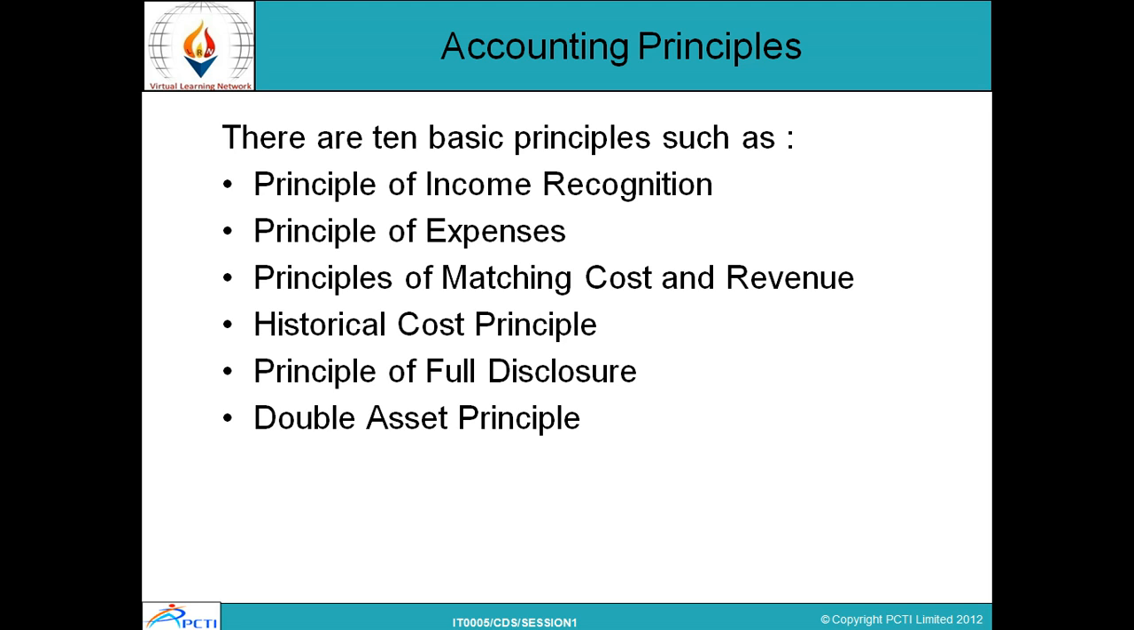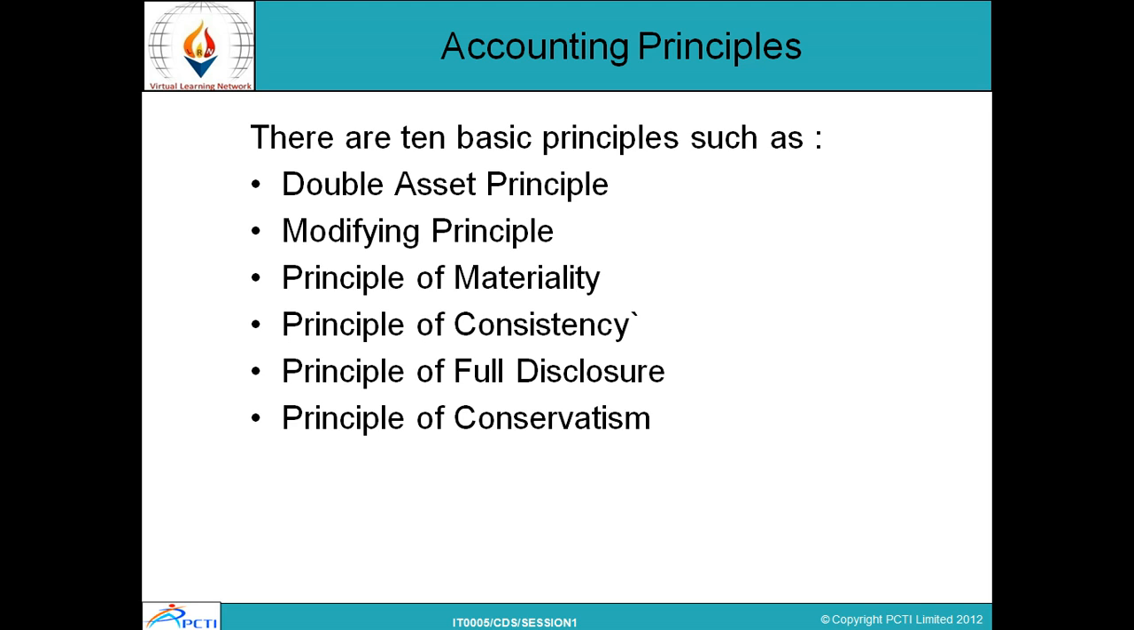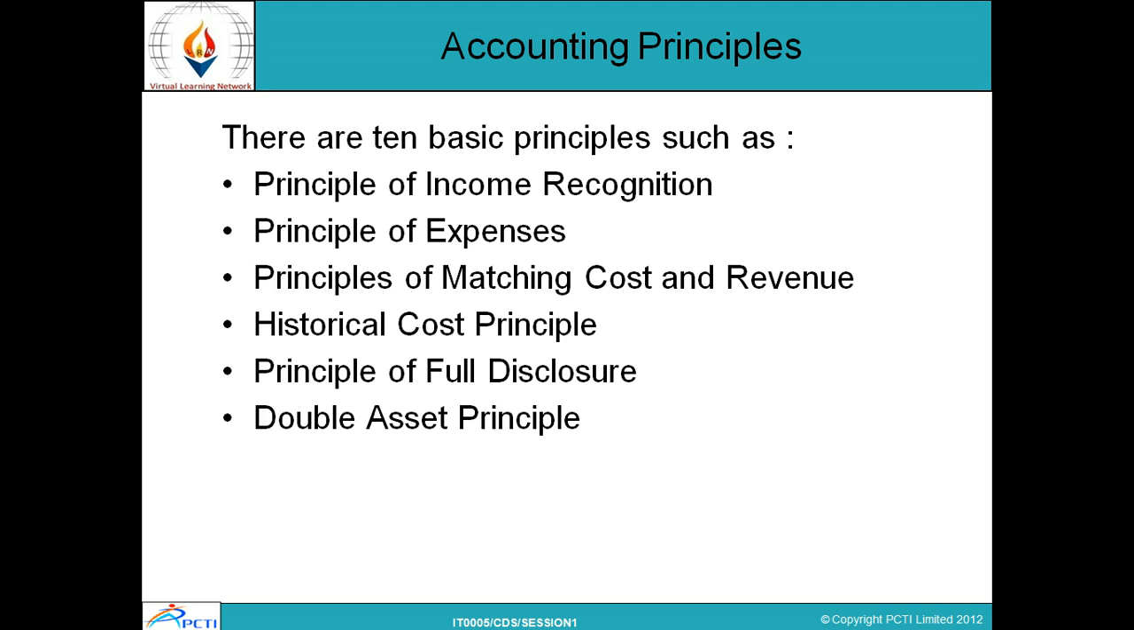First is principle of income recognition. Next is principle of expenses. Third is principle of matching cost and revenue. Next is historical cost principle. Then we have principle of full disclosure. Then we have dual aspect principle. We have modifying principle. We have principle of materiality. We have principle of consistency. We have principle of full disclosure. We have a principle of conservatism.